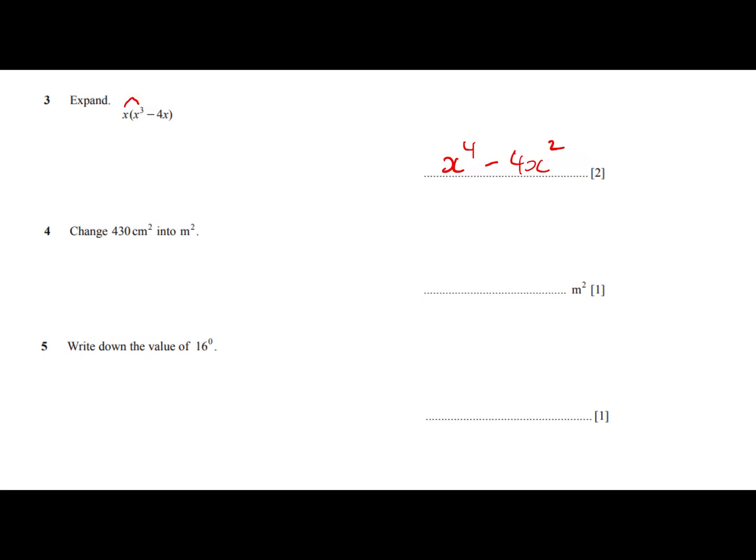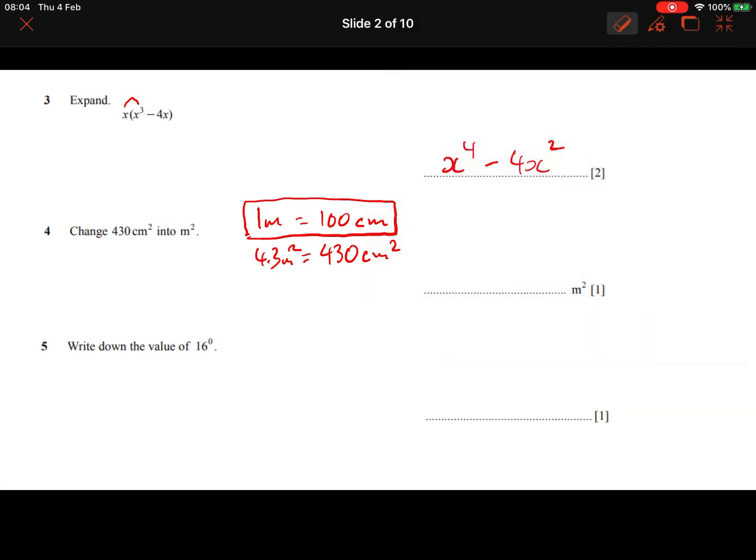430 centimetres squared into metres squared. Well, basically, I saw a lot of you doing this kind of thing. You basically said 1 metre equals 100 centimetres, so 430 centimetres squared must be equal to 4.3 metres squared. Absolutely not. No way. You cannot use this conversion. That is for metres to centimetres, not metres squared to centimetres squared.